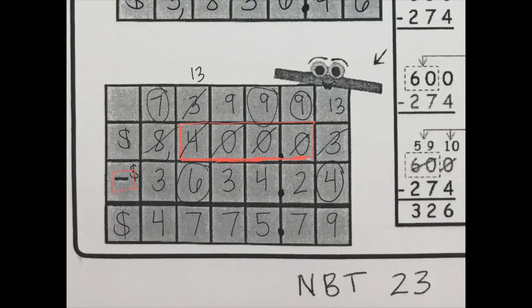Start at my ones and count back. 1, 2, 3, kick, to put in my comma after the 4. And I get an answer of $4,775.79. All right, we are done with your math notebook.